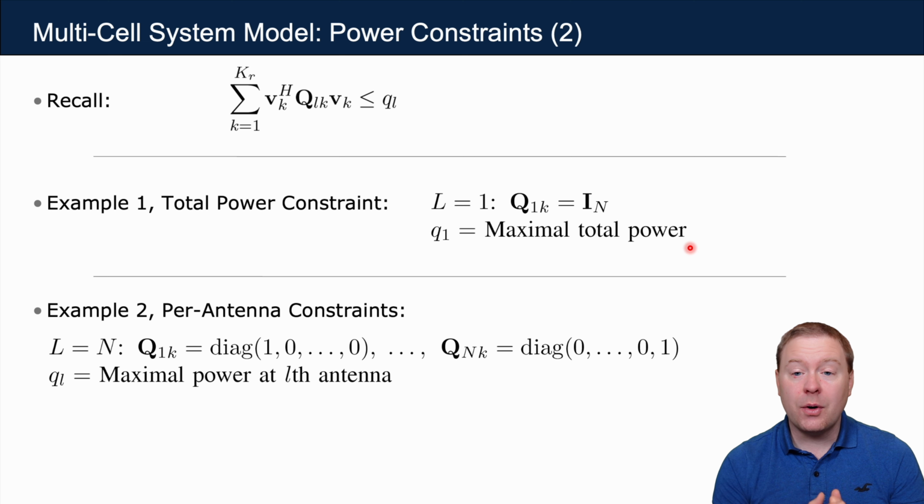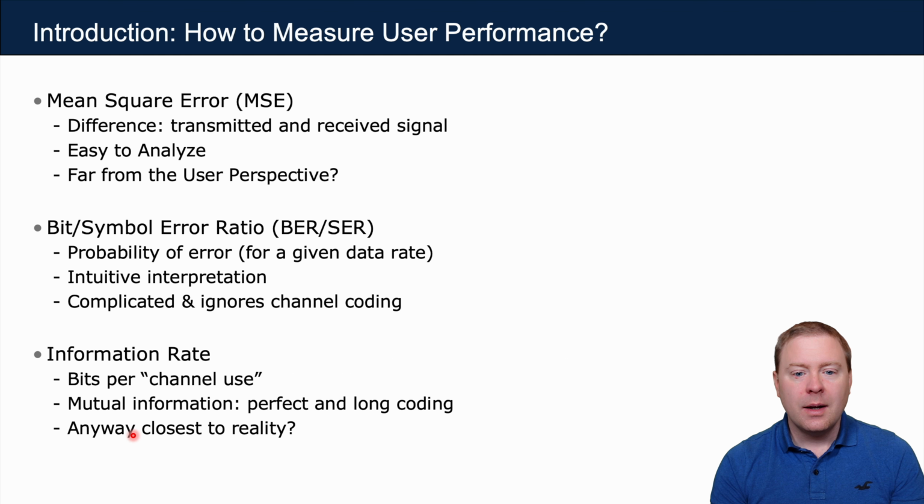We could also have per antenna constraints everywhere in our entire network. In that case, we have N antennas. So we have N constraints. For each of them, we have a weighting matrix here, which is a diagonal matrix with a 1 on only one entry and zeros elsewhere. And we create all such possible matrices. And then we have a maximal power for the Lth antenna in the Lth constraint. So with this general form, there are many different constraints that could be defined.